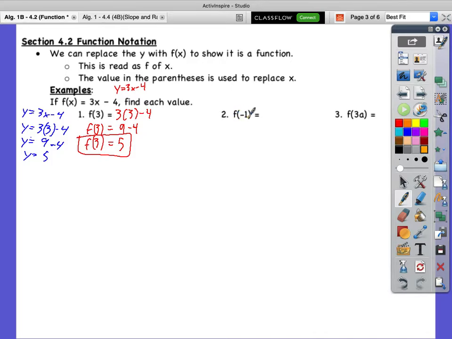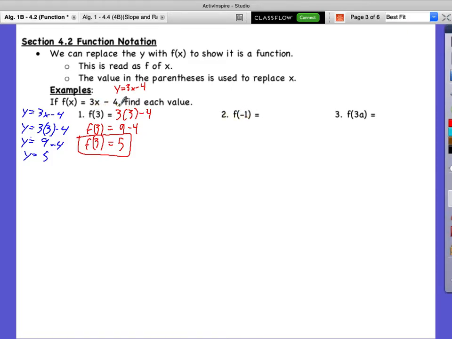okay, when it's f of negative 1, we still have this 3x minus 4. But instead of x, we write what number? Yeah, negative 1. And then if it's f of negative 1 equals 5. Why is it negative? Okay. Because what's in the parentheses now?